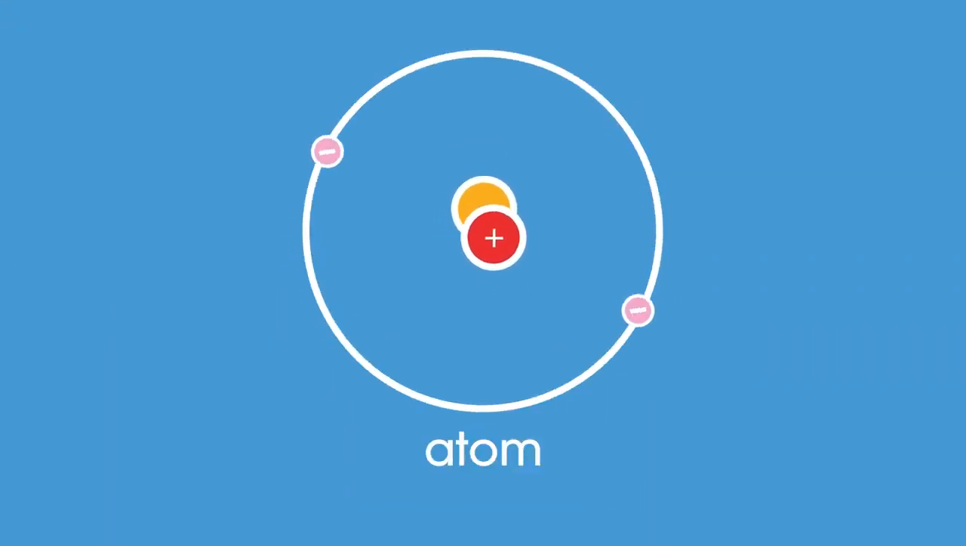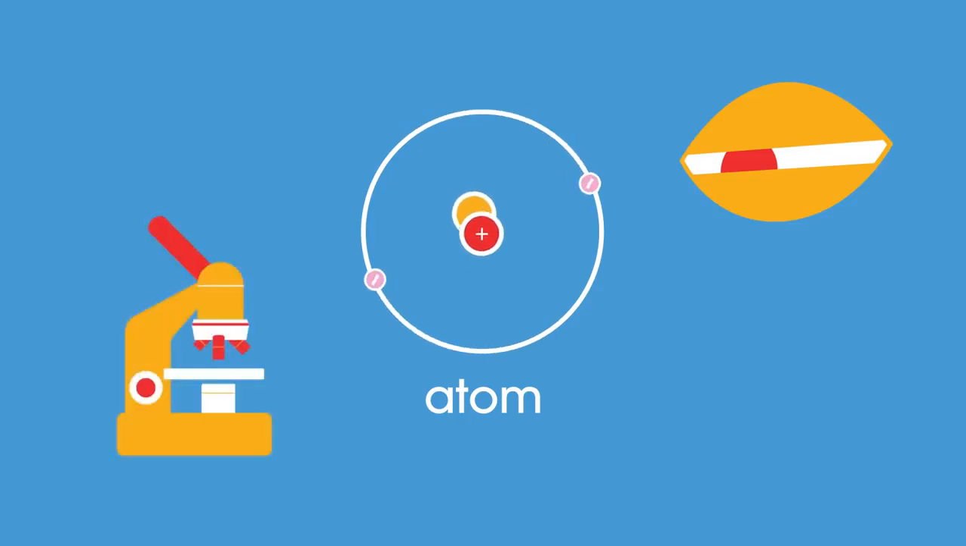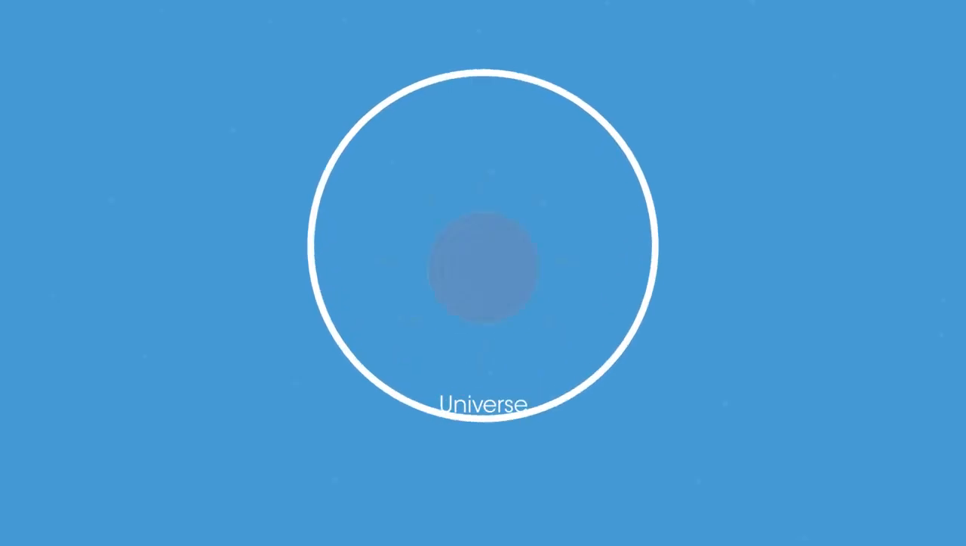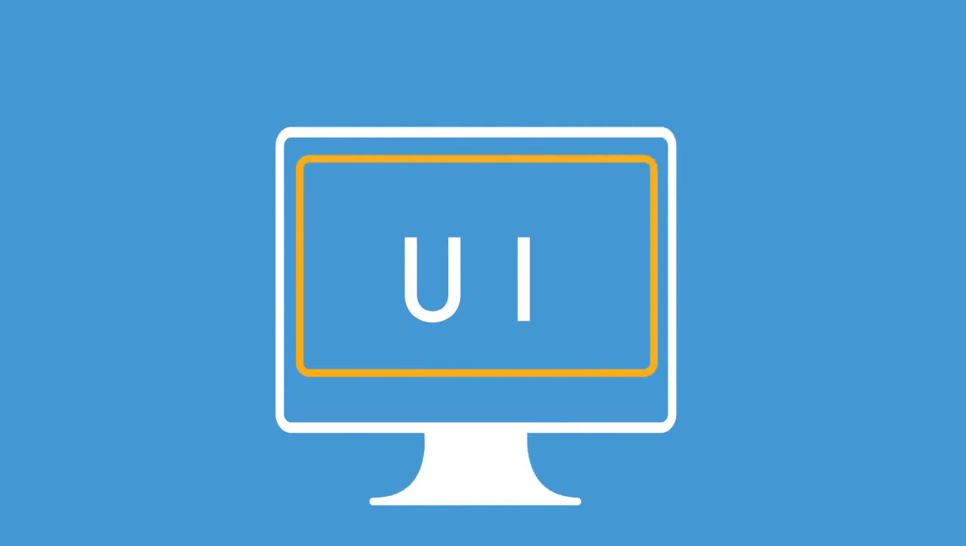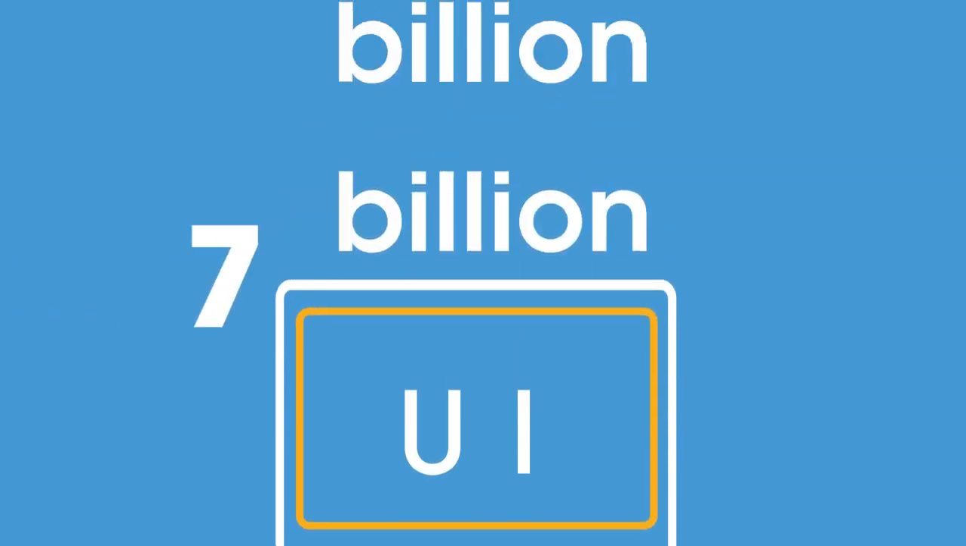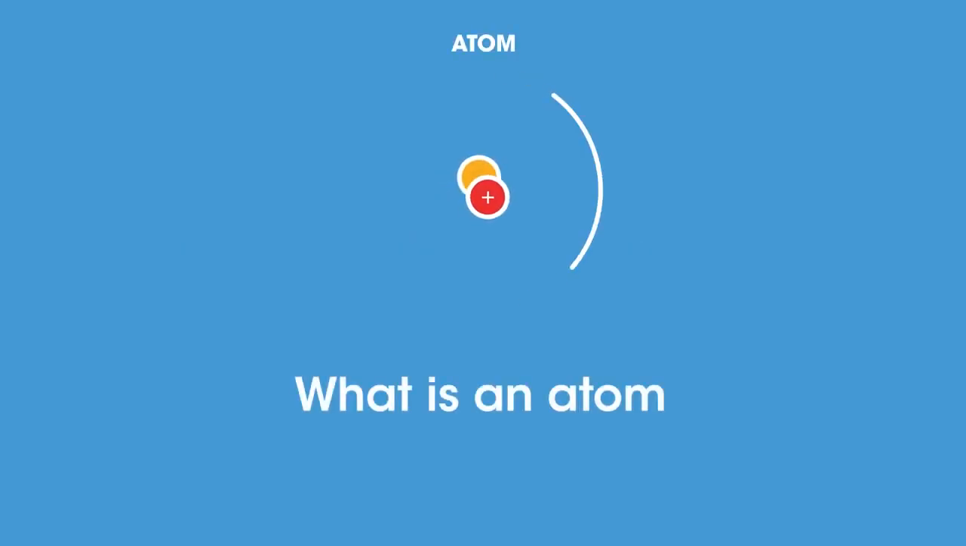Atoms are tiny particles that are so small they're not possible to see with the naked eye, and are only barely possible to make out with the most powerful microscopes. Everything that exists in our universe is made up of atoms, including you, I, and the device you're watching this on. In fact, there are about 7 billion atoms in your body alone, which is 7 times 10 to the 27 atoms. But what is an atom?